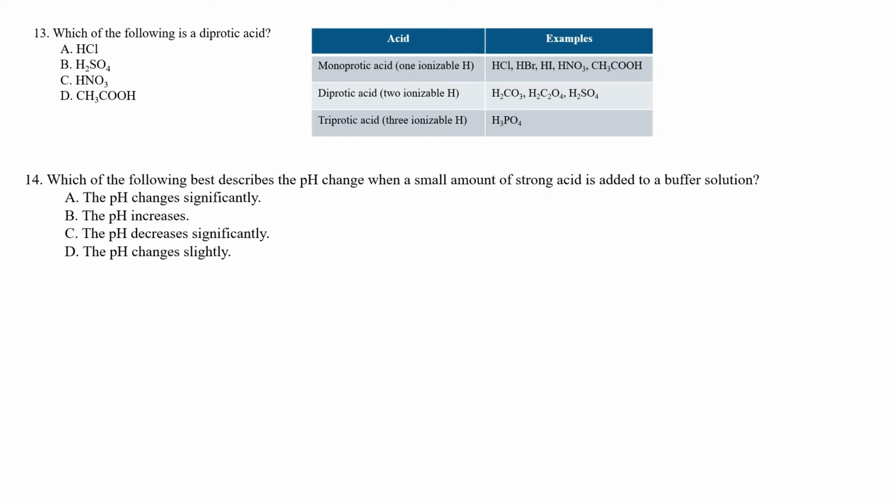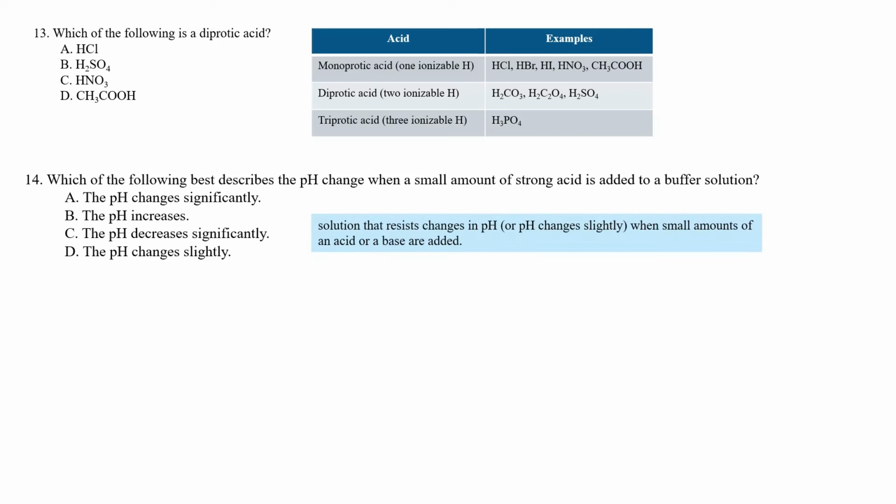Next question. Which of the following best describes the pH change when a small amount of strong acid is added to a buffer solution? We defined buffer in an earlier slide. A buffer is a solution that resists changes in pH, or pH changes only slightly when small amounts of the acid or the base is added. pH changes slightly, answer D.